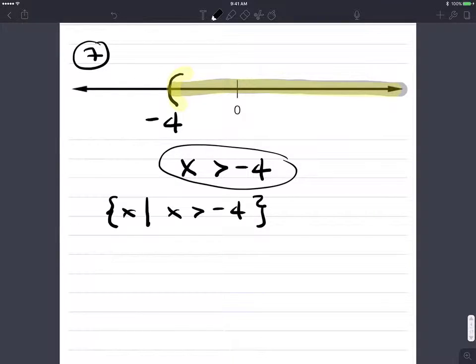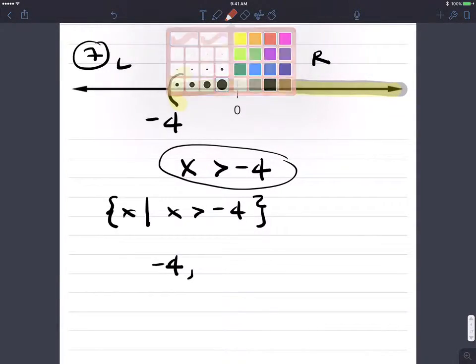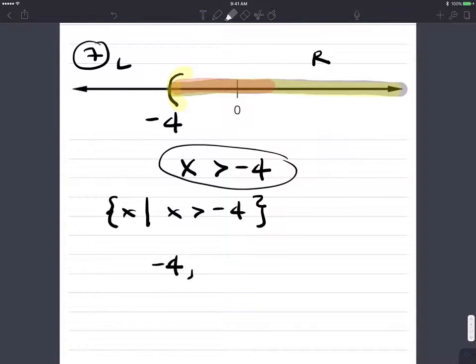Interval notation is going to also describe what is being shaded. And for interval notation, we're going to start this process by describing things left to right. That is, consider looking at this picture from left to right. What is shaded starts at -4 in some sense and continues all the way to the right of -4. That continues all the way to infinity.